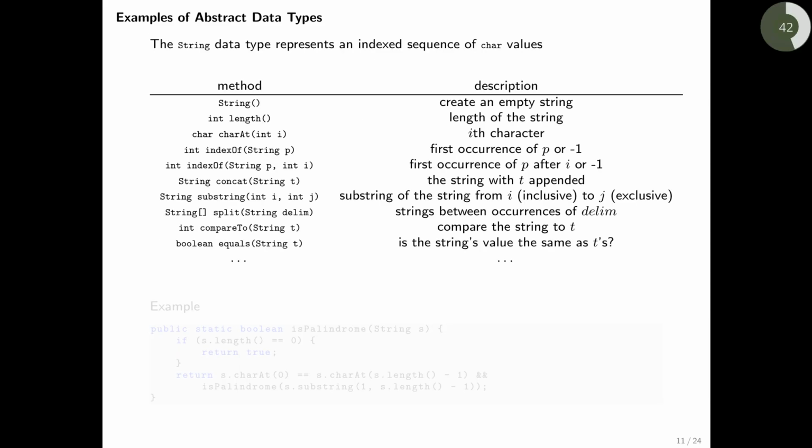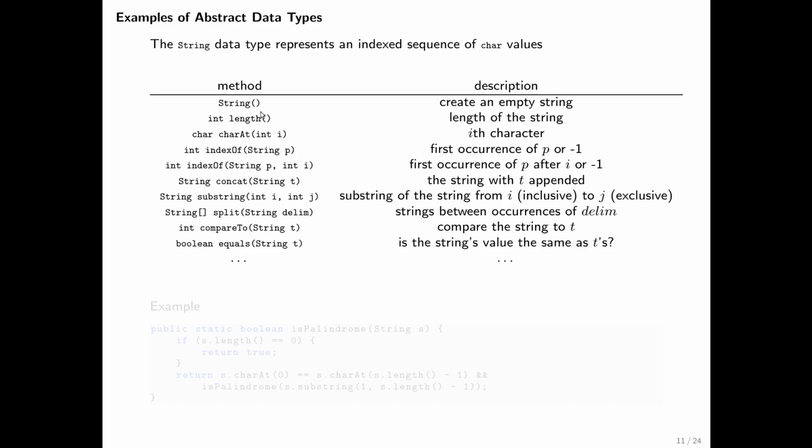Now let's talk about a couple of data types in some detail. Let's first focus on the String data type. The String data type is an abstract data type representing an indexed sequence of character values. So it's basically a string of characters. And here is the API for the String data type. It's by no means exhaustive. There are many more methods than what is shown here, but this should give you some idea of what is available in that data type.